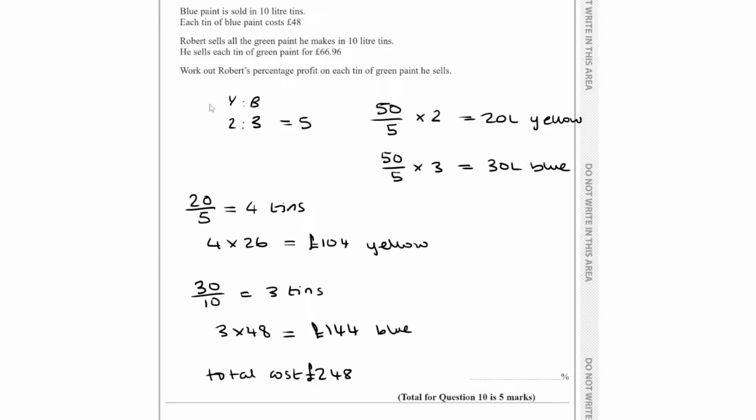So total cost, we want to know also then the total sales. So it said that obviously we have 50 litres of green paint. The green paint is sold in 10 litres. So divided by 10, that's obviously 5 tins, isn't it? 5 tins of green. And then he sells each tin for 66.96. So 66.96 times 5.